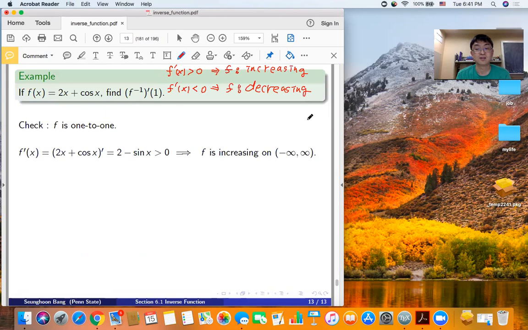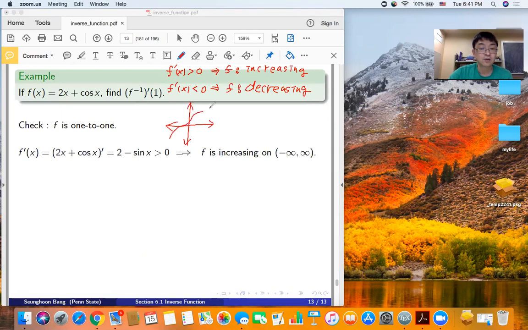The answer is yes. You're right. I can draw the y here. Was it an increasing function? This graph is an increasing function, like this. You can draw a horizontal line, and we have only one intersection point.